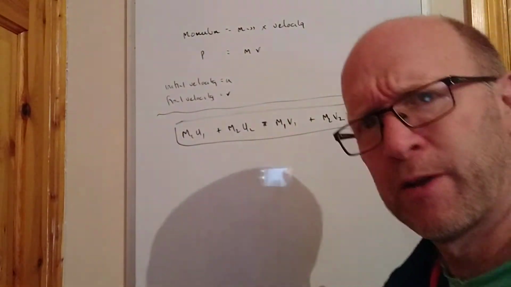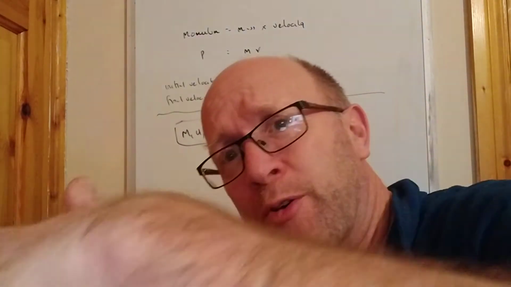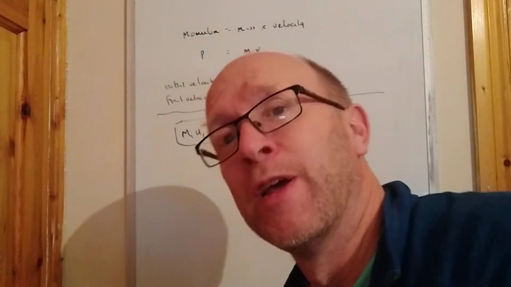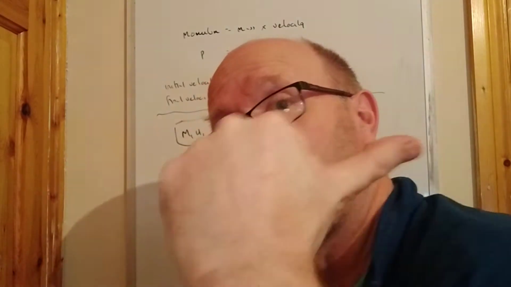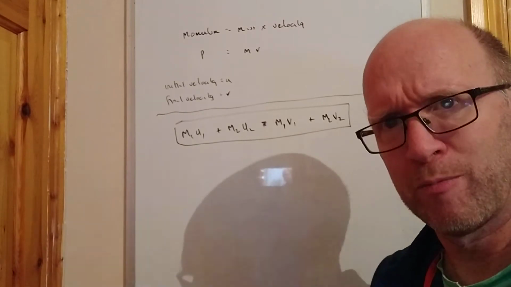Okay, this is fine. The only other thing we have to remember is if we have something going in a certain direction and we're saying that velocity is +7, if something else is going in the opposite direction, we say it's minus, so -3 or whatever. Okay, so that's the rule.